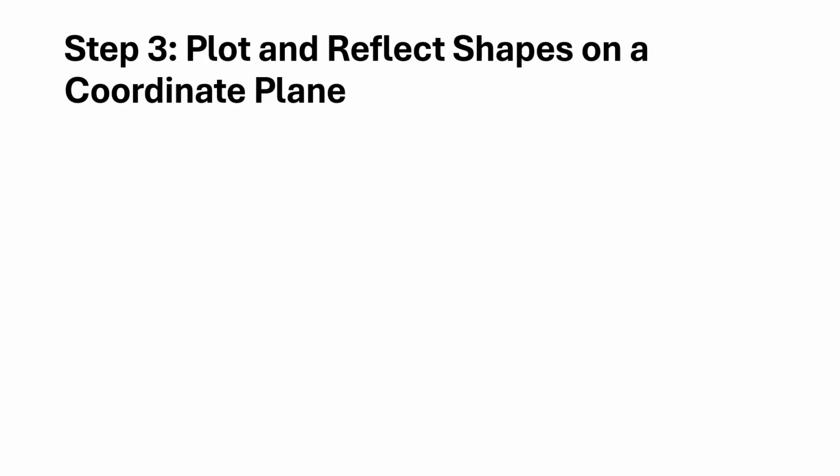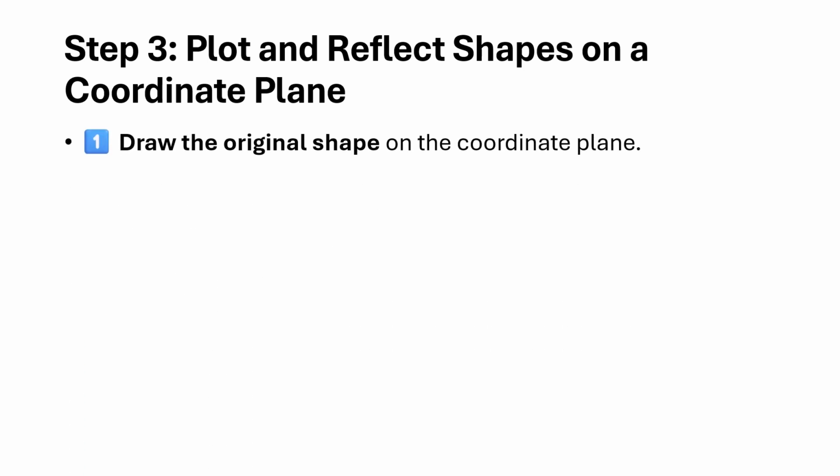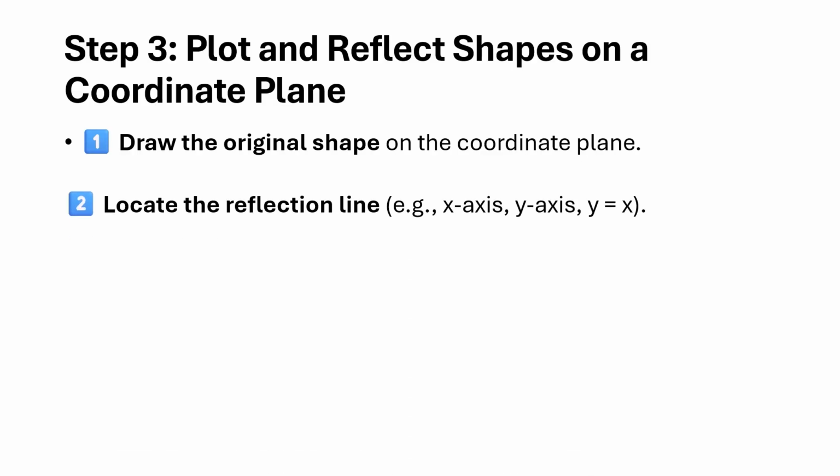Step 3. After you identify the line of reflection, you are going to plot and reflect the shape on the coordinate plane. First, you're going to draw the original shape on a coordinate plane or a Cartesian plane. Then you're going to locate the reflection line. Always use a pencil on your graph paper, not a pen.